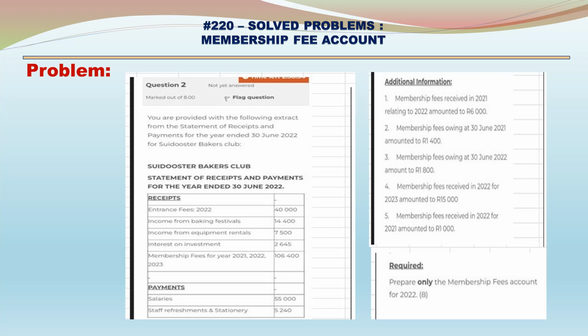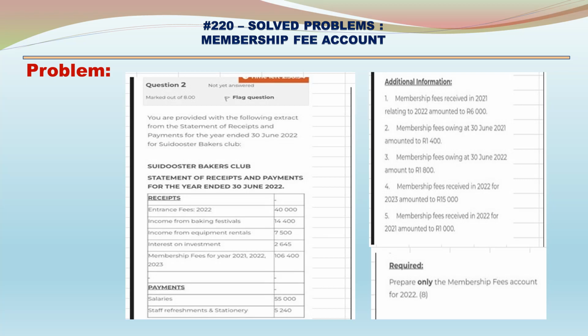Receipts. Entrance fee 2022: 40,000. Income from baking festivals: 14,400. Income from equipment rentals: 7,500. Interest on investment: 2,645. Membership fee for the years 2021, 2022, 2023: 106,400. Payments. Salaries: 55,000. Staff refreshments and stationery: 5,240.